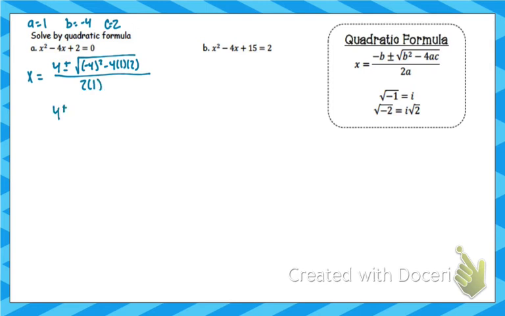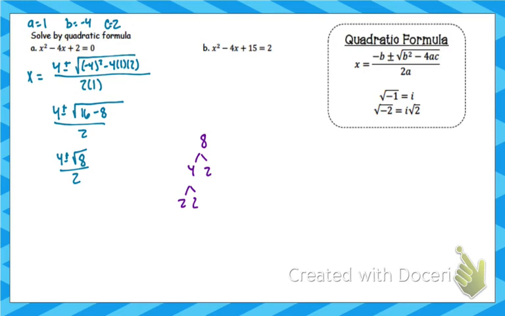So then from there to simplify, we're going to simplify what's in the square root. So -4 squared is 16 minus 8. So then I get 4 plus or minus the square root of 8 divided by 2. And then I need to simplify the square root of 8. So there's a couple different methods for this, but what most of you probably learned is to take 8 and break it down into a factor tree with its prime factors.